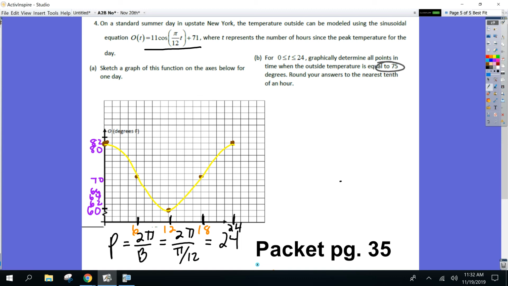Okay, 75. So basically, here's what I'm asking for on the graph. You've got 72, 74, 75. So it hits 75 here and here. What are those x coordinates on the graph? Is everyone all right with what I'm asking for? Where does it hit 75 degrees?